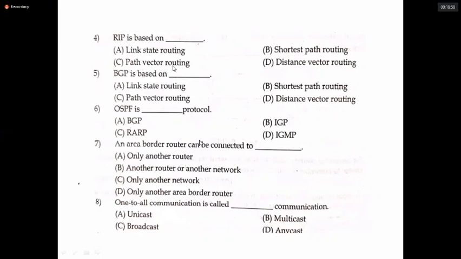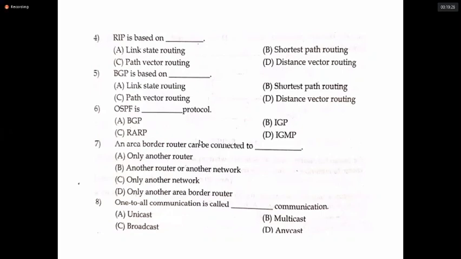BGP is based on dash. Path vector. I think we can select shortest path also, since the option holds good, B as well as C also holds good here.